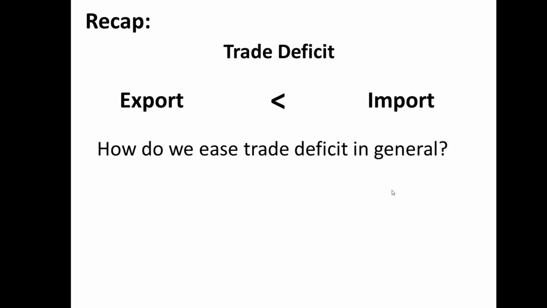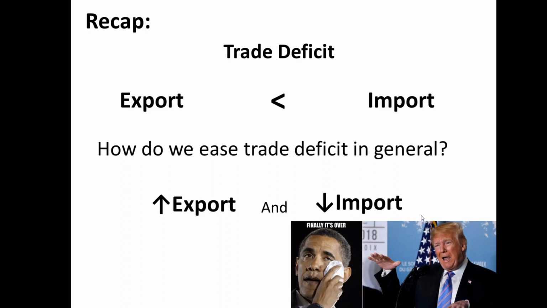In general, you just have to think about it in this way. We have to do something to reduce the import or to increase the export. So increase the export and reduce the import. That is all. There's no more.